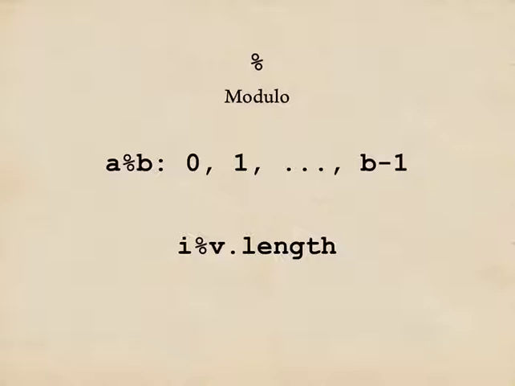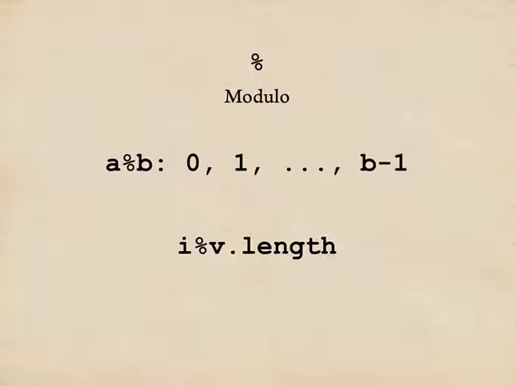When i is 0, i mod v.length is 0. And then as i goes up and up and up, the result here goes 0, 1, 2, 3, 4, and so on, until it reaches v.length minus 1. When we get back v.length minus 1, then i goes up by one more, and the result of this expression goes back to 0. And then it marches its way up to v.length minus 1, and then back to 0, repeating over and over.